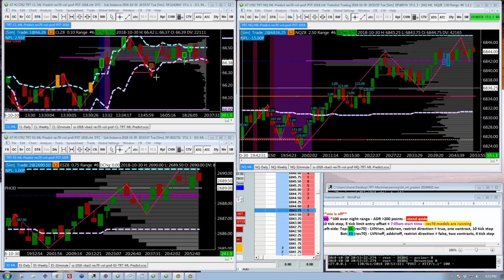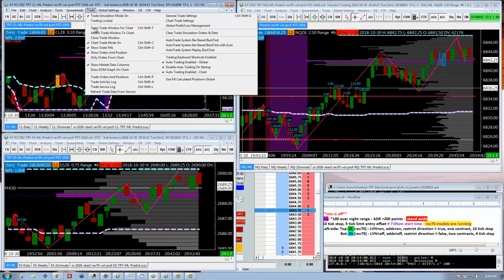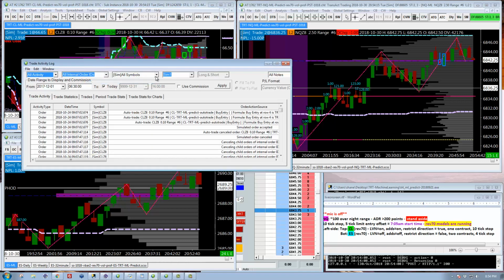But let's look at oil. Oil up $2,950. This is SIM, so don't get too excited yet. But that's a very encouraging result. Let's see. Show trade activity log. Where is it? Simulation CLZ8.